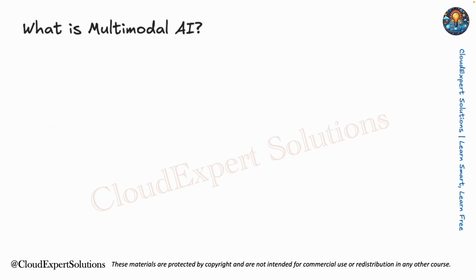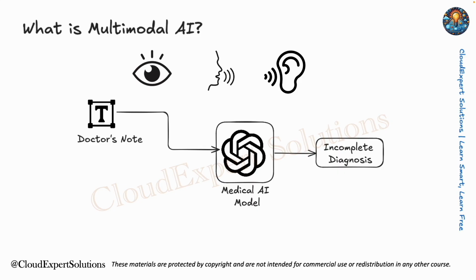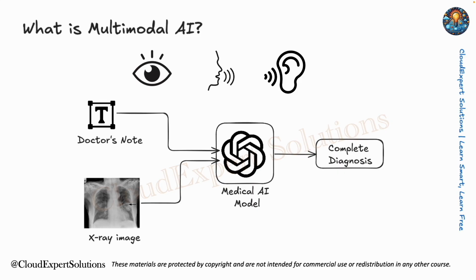Now you must be asking, why do we need multimodal AI? Because real life is multimodal. Humans don't just rely on words. We use vision, speech, hearing and context together. Traditional AIs that only handle one modality miss a huge part of the context. For example, a doctor's note without the X-ray image doesn't tell the full story. But together they provide a complete diagnosis. That's exactly what multimodal AI solves.